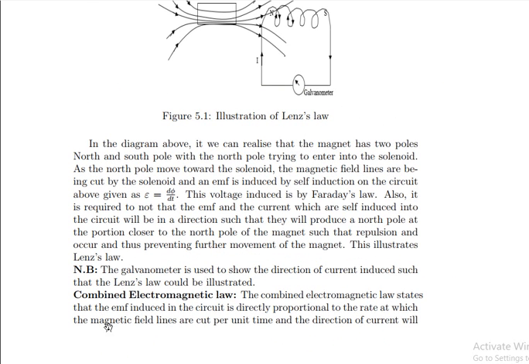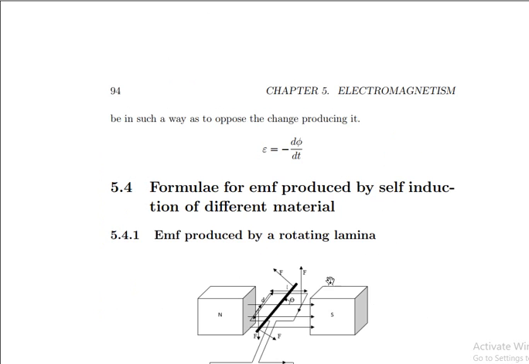So now we have the combined electromagnetic law, which states that the EMF induced in a circuit is directly proportional to the rate at which the magnetic flux lines are cut per unit time, and the direction of current which will be produced will be such that it opposes the change producing it. That combined electromagnetic law is given as EMF is equal to negative dphi all over dt.